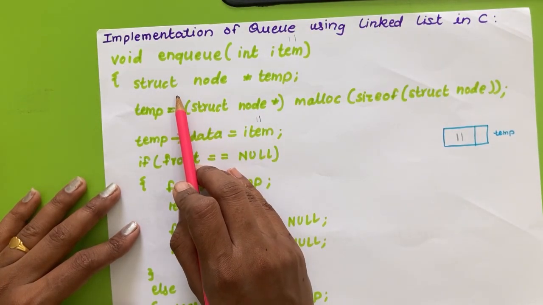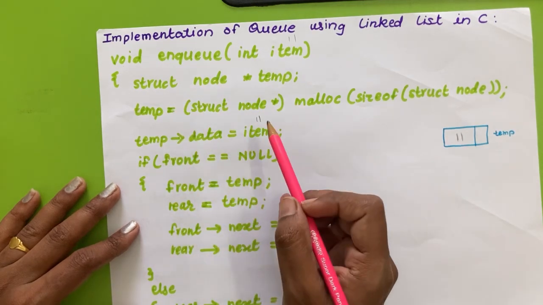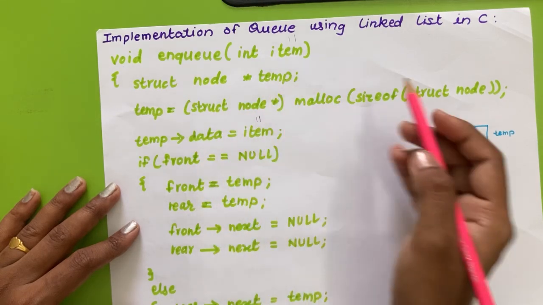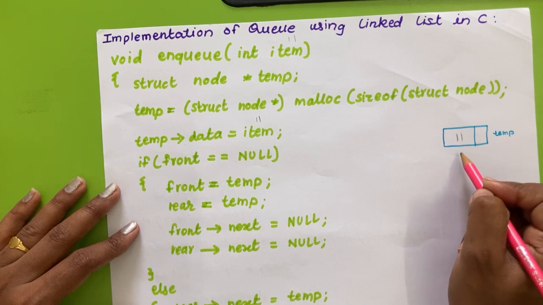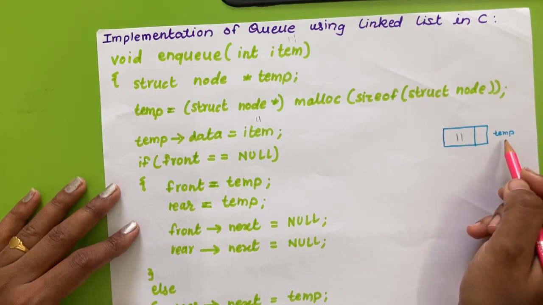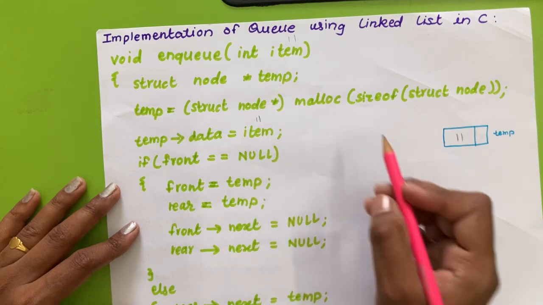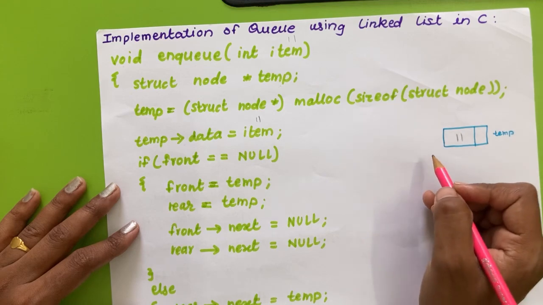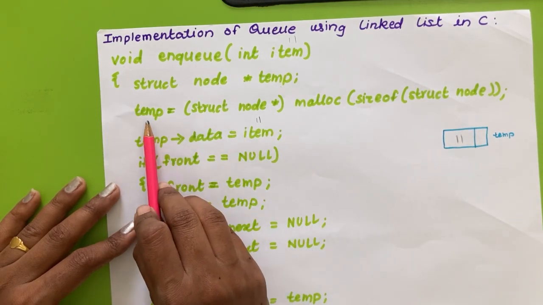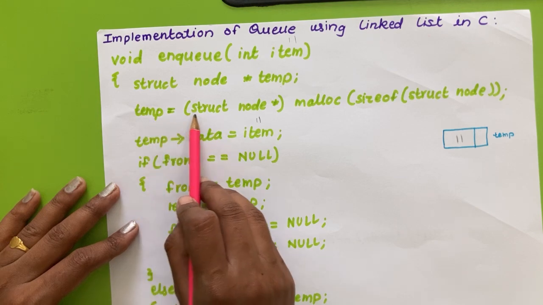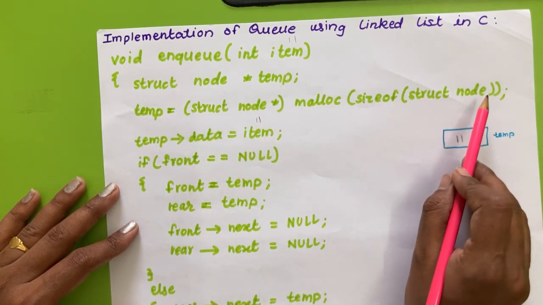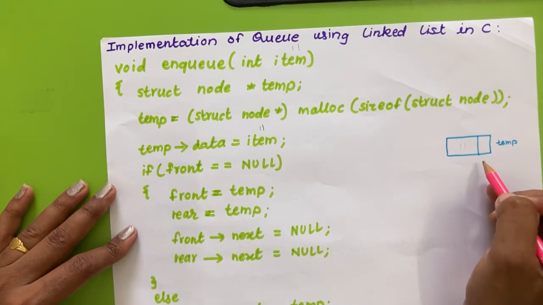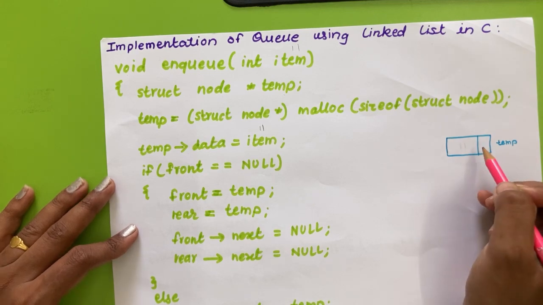Now for creation of a linked list, we need one pointer. So I have taken here struct node star, one pointer named temp. Now we will allocate memory to this pointer so that we will have one node created in the memory using malloc. For that purpose I have used statement temp is equal to struct node star malloc size of struct node. So this will allocate memory to temp pointer. So this is the blank node we have created in the memory.